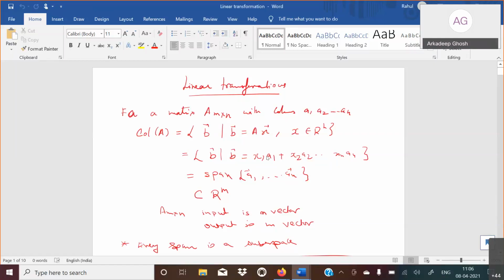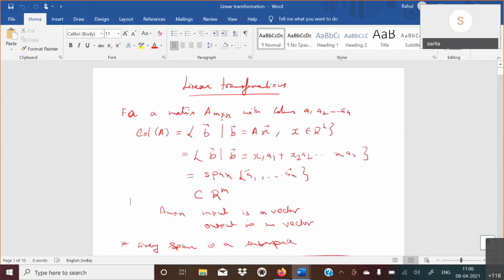So yesterday we started a new topic, which is linear transformation. Linear transformation will use two concepts which we have already done, column space and null space. As we know, the column space and null space are both subspaces of the vector spaces R^n and R^m.